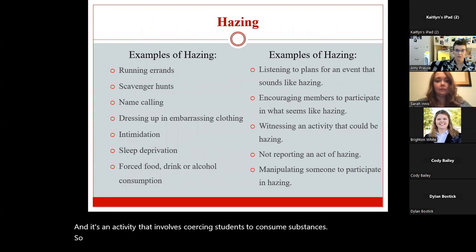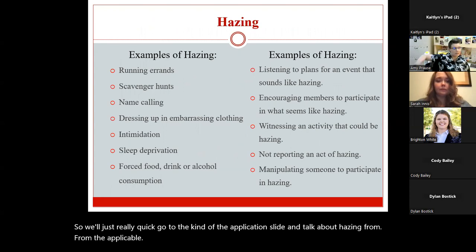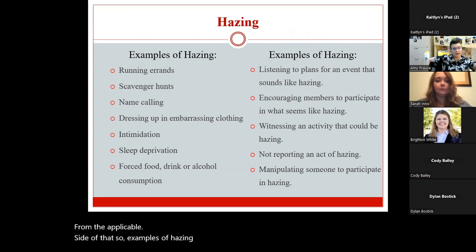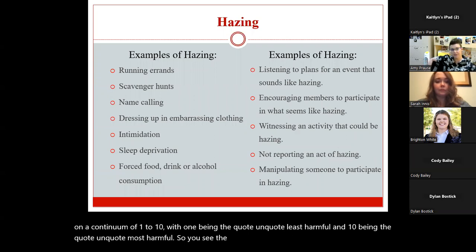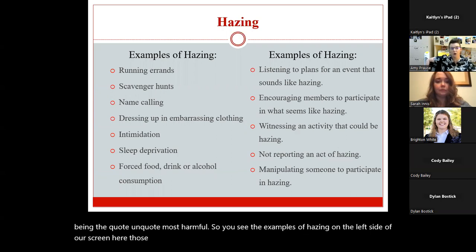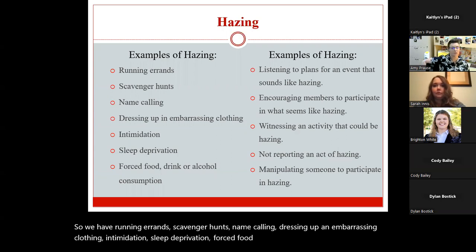So we'll just really quick go to the application slide and talk about hazing from the applicable side. So, examples of hazing. These are ranked from 1 to 10. We can think of hazing on a continuum of 1 to 10, with 1 being the quote unquote least harmful and 10 being the quote unquote most harmful. The examples on the left side of our screen are what we call direct hazing: running errands, scavenger hunts, name calling, dressing up in embarrassing clothing, intimidation, sleep deprivation, forced food, drink, or alcohol consumption.